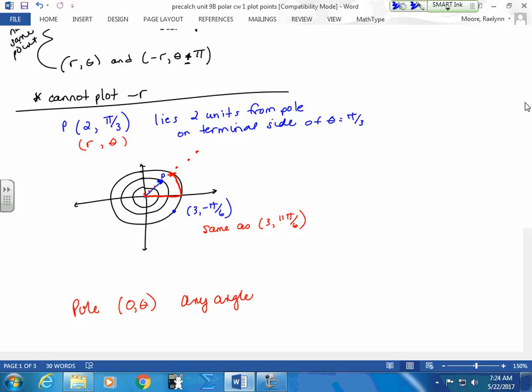Okay. If I have the point 3, negative pi over 6, I'm going to come out to the 3rd loop, radius of 3. That's my directed distance. My angle is negative, so my angle is going this way. So on my line of my pi over 6, I'm going to come out this far and name this point. So it's not so bad.